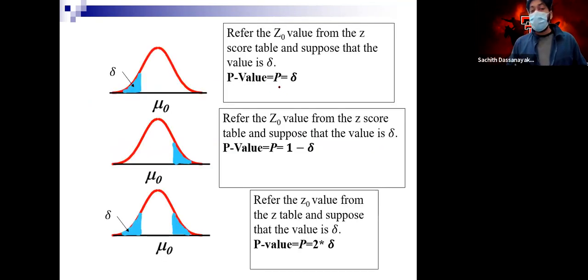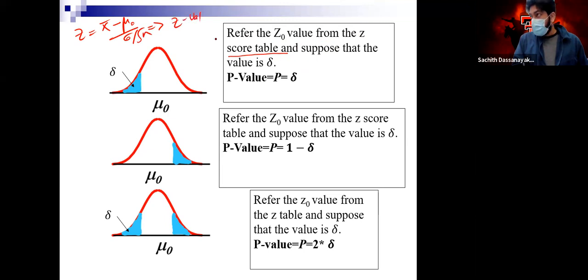Okay, this is the p-value criteria, how we deal with the p-value. Do you remember how we calculate the C value? x bar minus mu naught divided by sigma over square root of n. This is the C value. So you have to go to the standard normal table and find the corresponding probability value based on this C value. That value we call the P value.